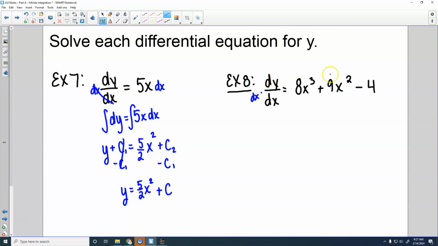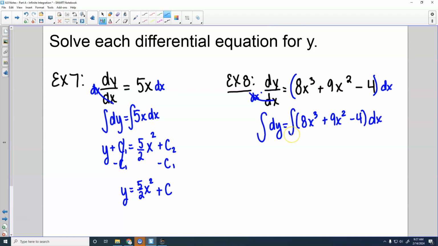So what we're going to see most of the time whenever we do this, like if we look at example 8, technically you would multiply both sides by dx, and then you got dy equals 8x to the third plus 9x squared minus 4 dx, and you're going to integrate both sides. And when you do this, there's no need to put that plus c over on the left side. You can just add the c over on the right side. It will cover both sides of the equation as long as you're integrating both sides at the same time.